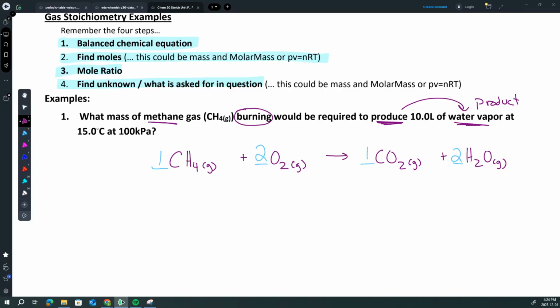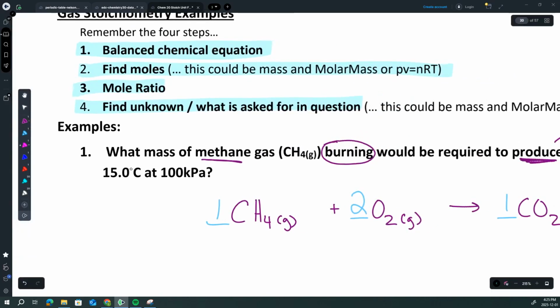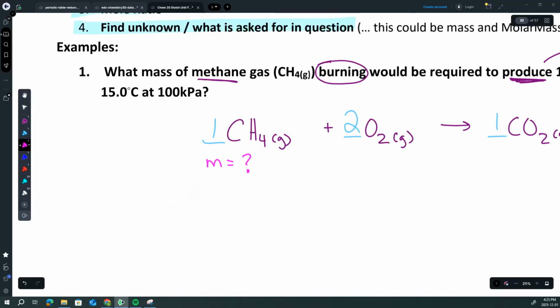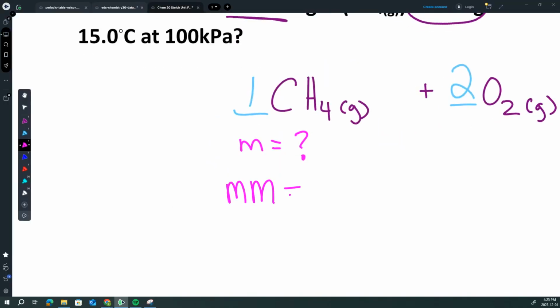Actually, you know what? I'm going to organize some information first. It's asking us what mass of methane, so I'm going to write mass is equal to question mark. Whenever you're asked for the mass of something, you're going to want to figure out what the molar mass is for that substance. So molar mass is equal to, and let's take a moment to figure out exactly what the molar mass is. Pause the video, take a second to figure it out, and then you can press play once you've figured out the molar mass of methane.